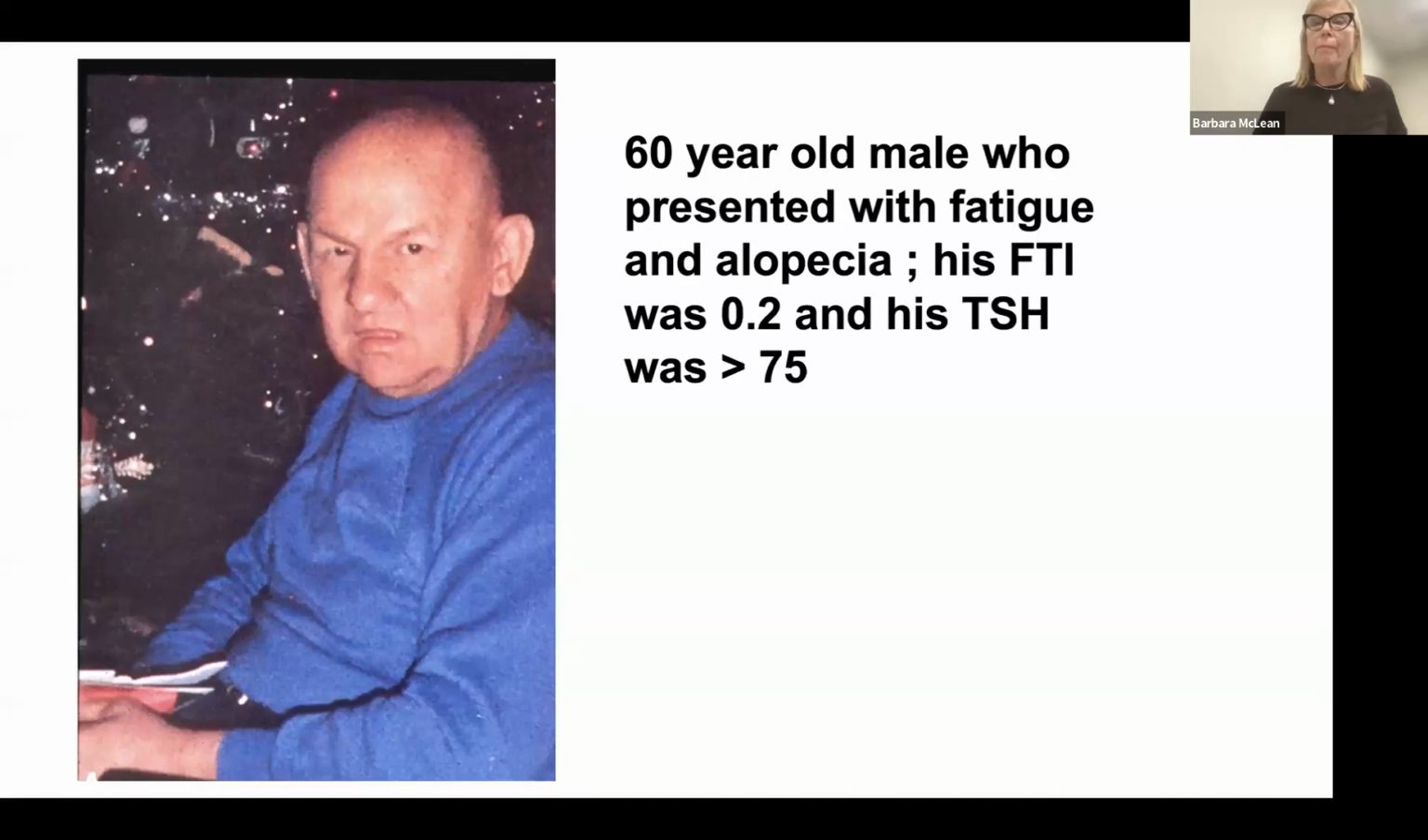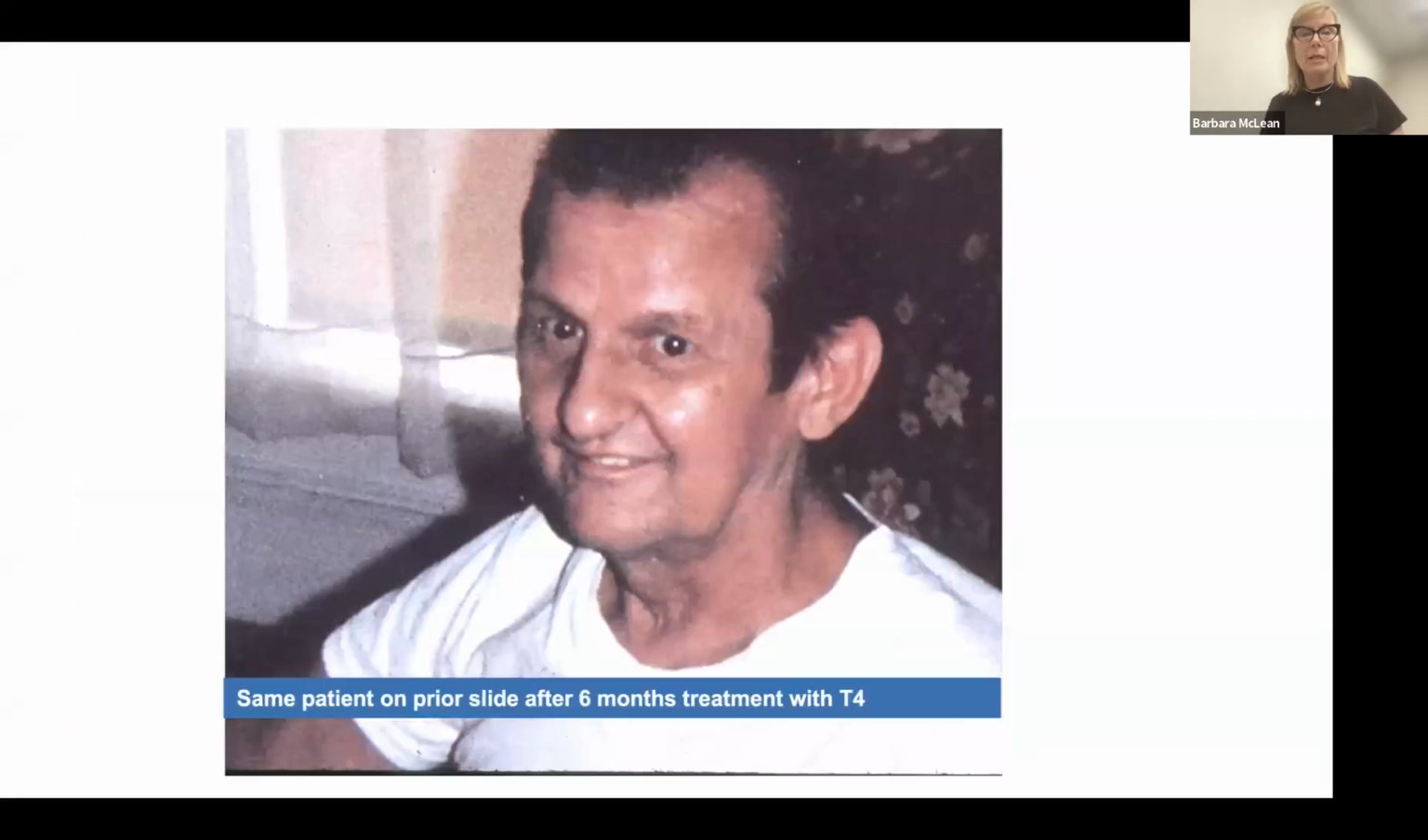So that's going to be really important. Okay, so this is one patient, a 60-year-old man, who presents with fatigue and alopecia, severe hair loss, and his TSH was greater than 75. So TSH should never be this high. TSH is up. His free T4 was 0.2, which is extraordinarily low.